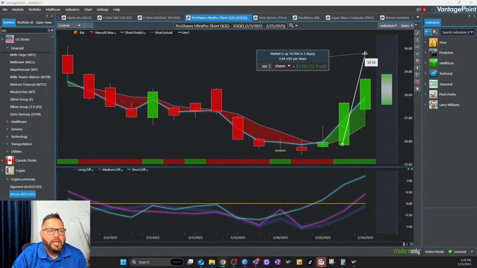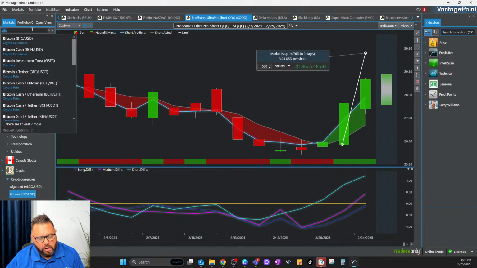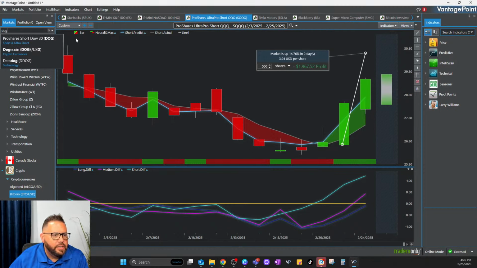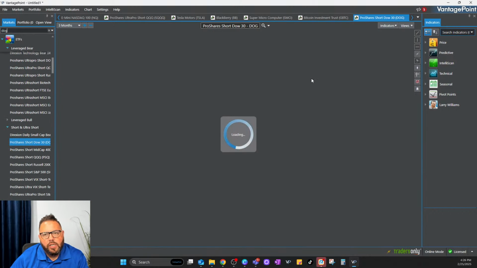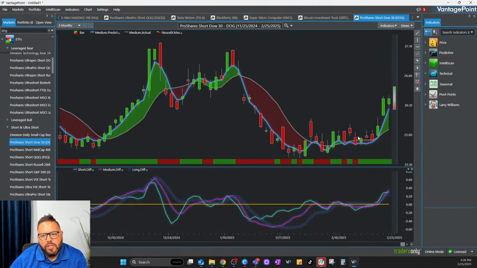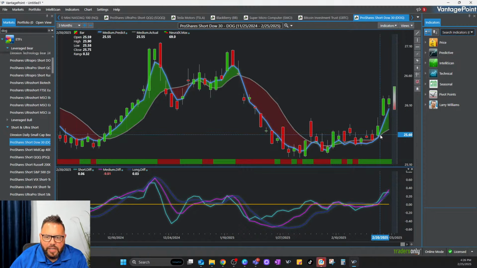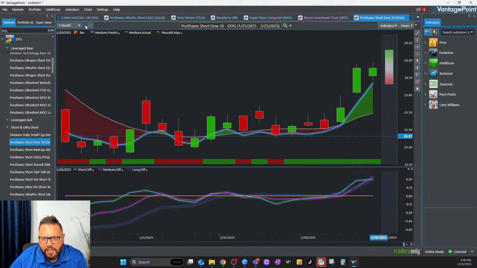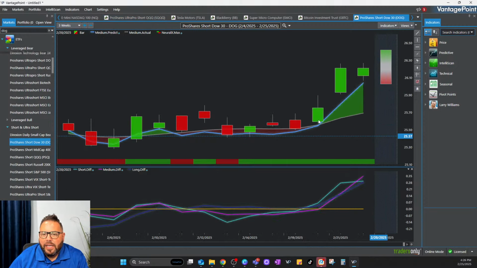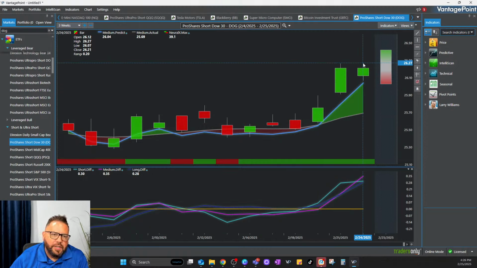The SQQQ. Now, the question I always get, are there other inverse ETFs out there? Absolutely, there are. One that's kind of funny is the DOG, D-O-G, and that is the inverse the Dow. Take a look. There's the inverse the Dow. You can see that it is screaming higher here at the end of the chart. Let me zoom in on it for you so you can see it. There you go. Look at that. That's a big bullish move on the Dow when the Dow is falling. So there is another one.